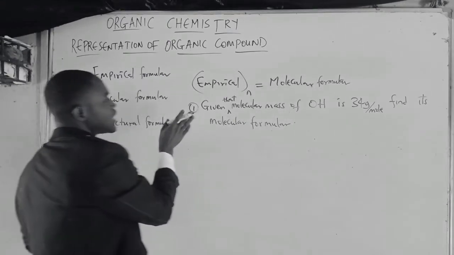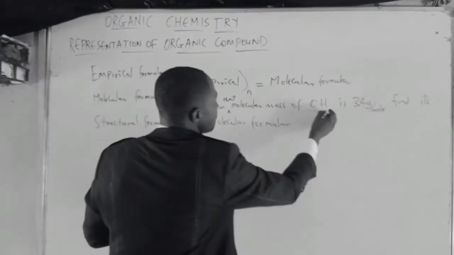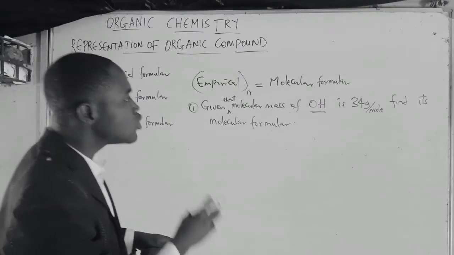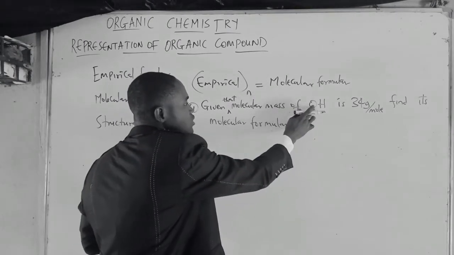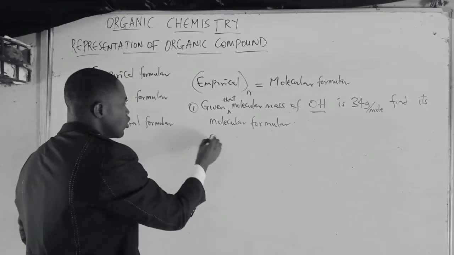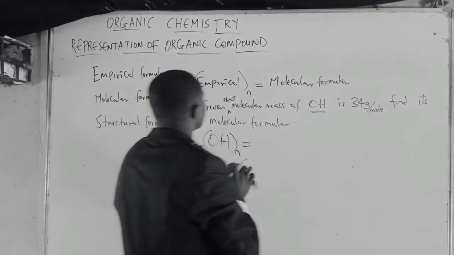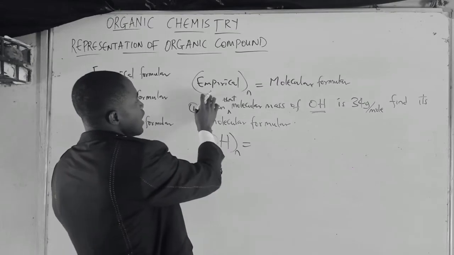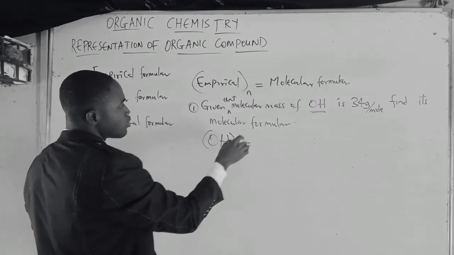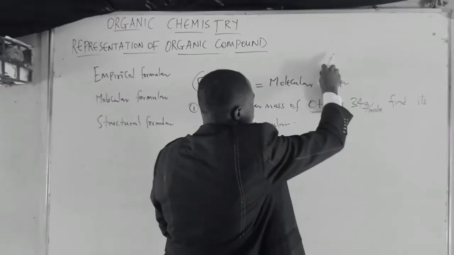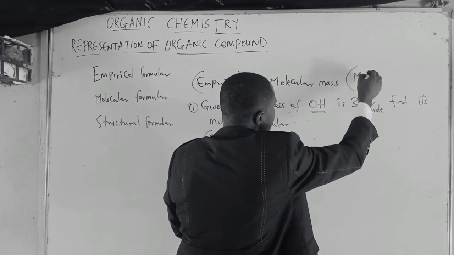Now, if they say given the molecular mass of OH is this, find its molecular formula, it simply means that this is the empirical formula, that is the simplest formula that shows the ratio of atoms of elements present in that compound. So the atoms we have are oxygen and hydrogen. So once we put it here, OH to the base n equals the molecular mass. Empirical formula to the base n equals molecular formula. So we now say OH to the base n equals molecular mass, hence the molecular formula can be derived.